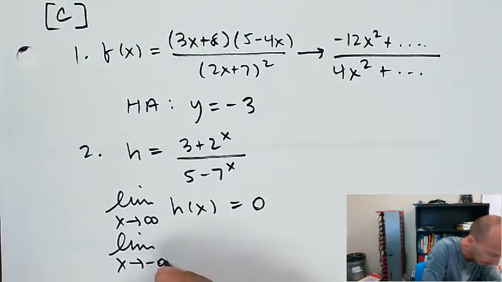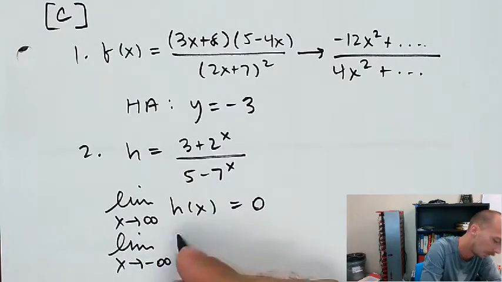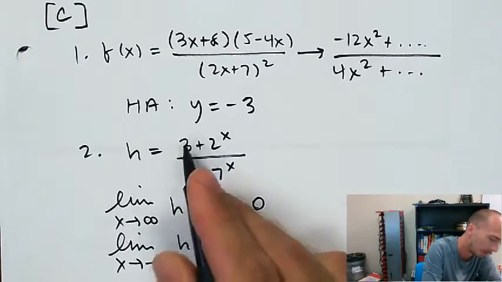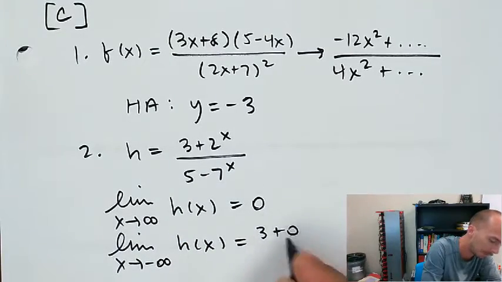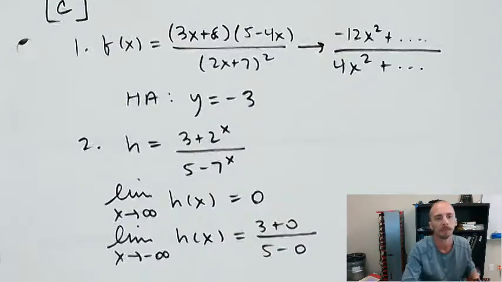But as x approaches negative infinity, I know these exponential bits are going to go to 0. That's going to go to 0. That's going to go to 0. So this limit is going to become 3 plus 0 divided by 5 minus 0, 3/5.